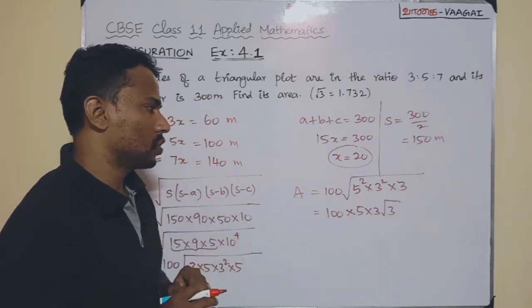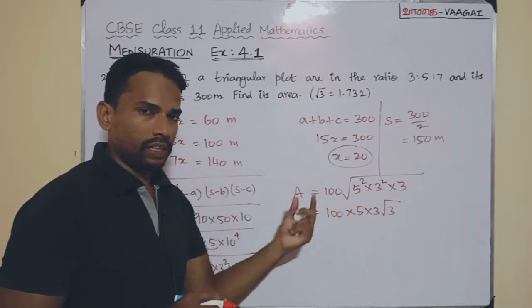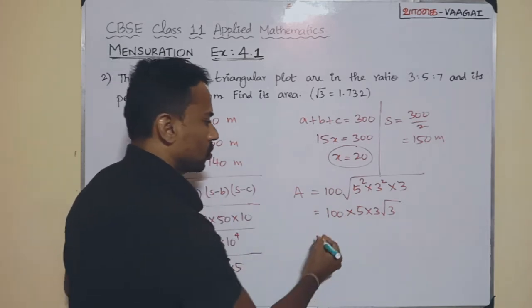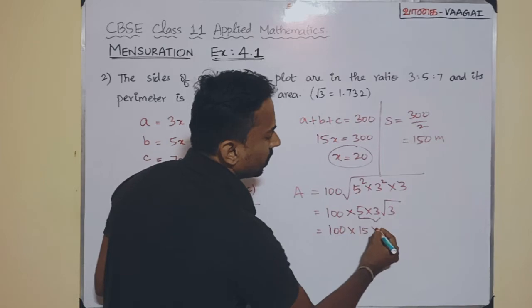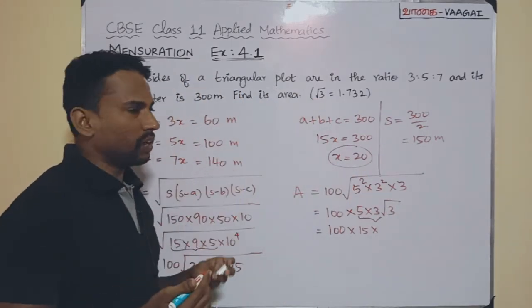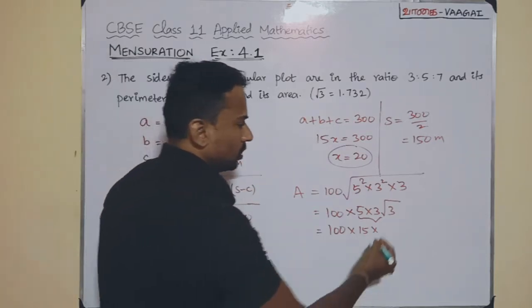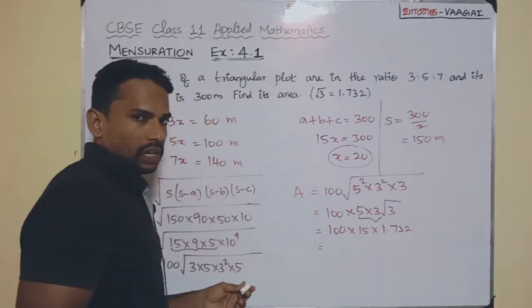Okay, so now we have taken all the numbers out of the square root. We have taken the square root, and we are finally left with root 3 alone. So now what do you have? 100 into, 5 3s are 15, into square root of 3. It is also given in the question itself that we can take the value of square root of 3 as 1.732. So just substitute it here, 1.732. Once I multiply these numbers, I can easily get the answer.